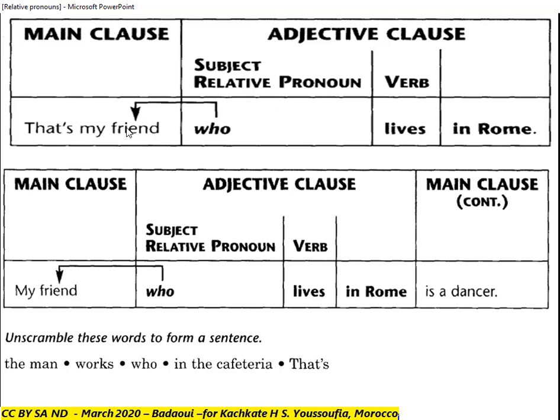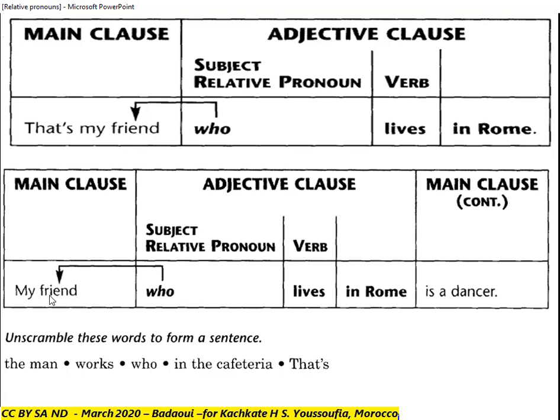Let's take another example. My friend who lives in Rome is a dancer. We could have said in this first example, "That's my friend," and we stop here. And we could also say in this example, "My friend is a dancer." Here, "That's my friend who lives in Rome." Who lives in Rome gives us information about the friend, and who lives in Rome in this second example gives us more information about my friend.